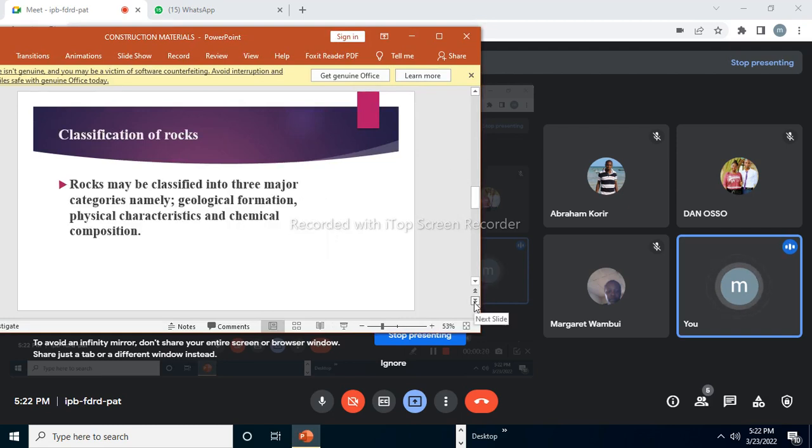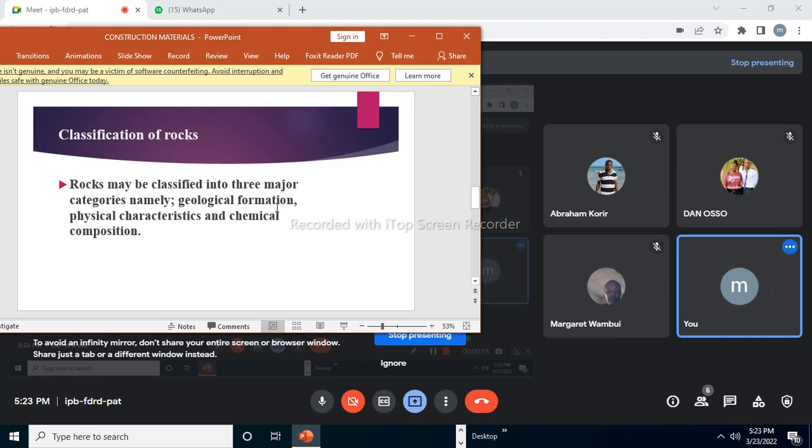Sorry for that hiccup. Then we can go to the classification of rocks. Rocks can be classified into three forms. Number one, they can be classified geologically. Number two, they can be classified chemically. And number three, they can be classified according to their physical properties.